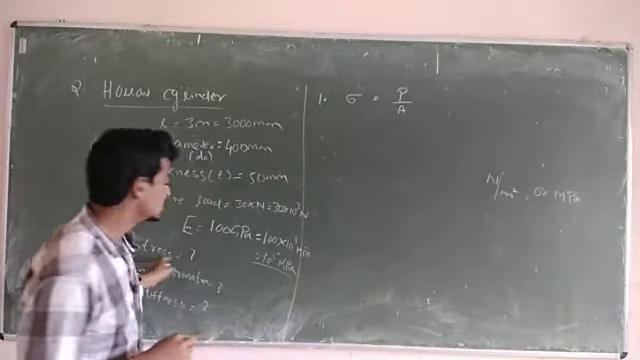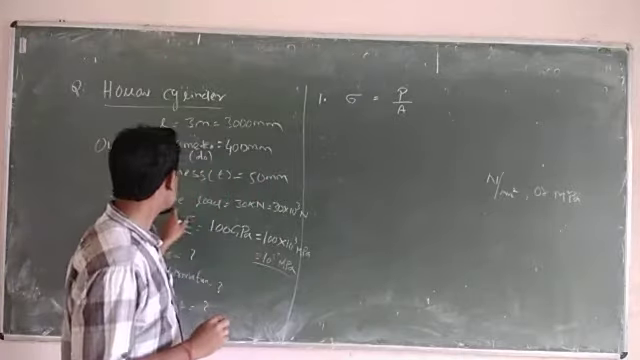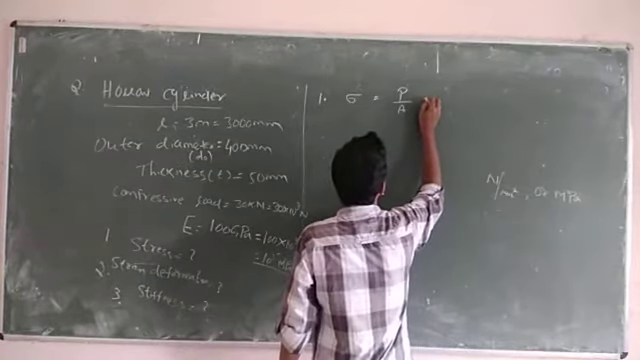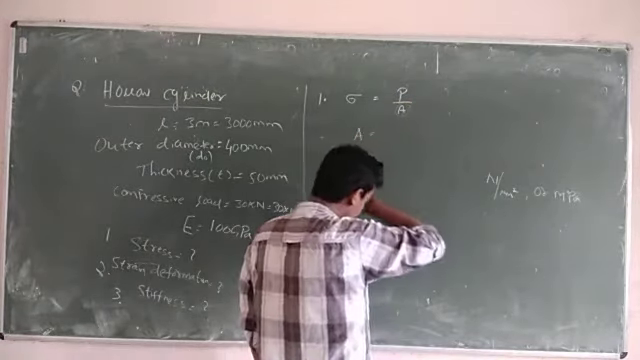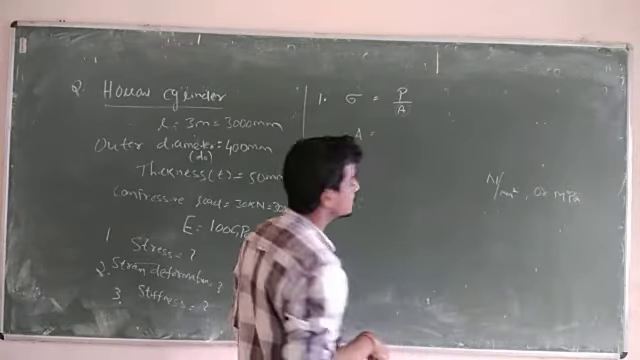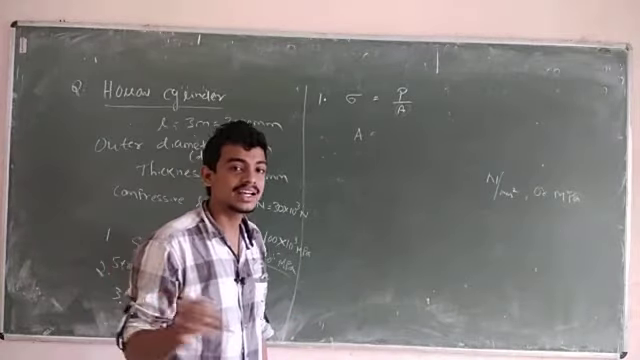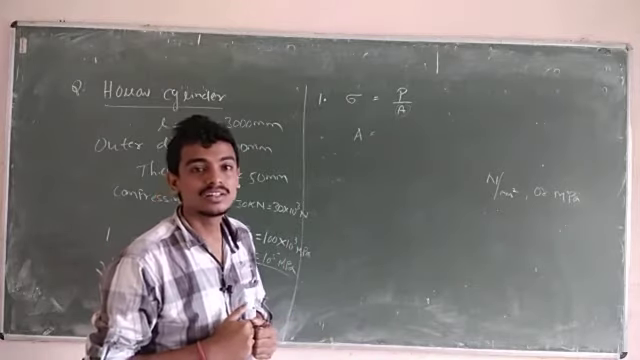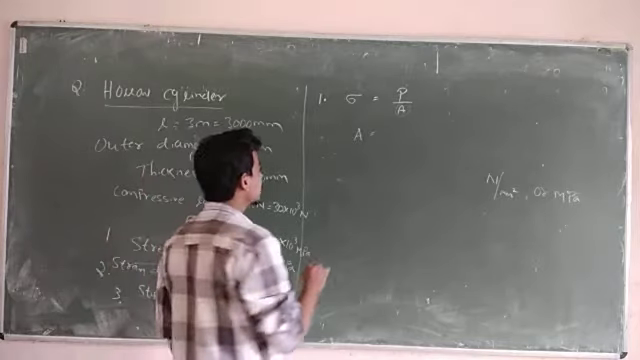So the first question is our stress. Stress means load by area. Load is already given, 30 into 10 to the power 3 Newton. You just have to find out the area. Because it is a hollow cylinder, for finding out the area you should calculate your inner diameter also. Yes or no? So what is the inner diameter?